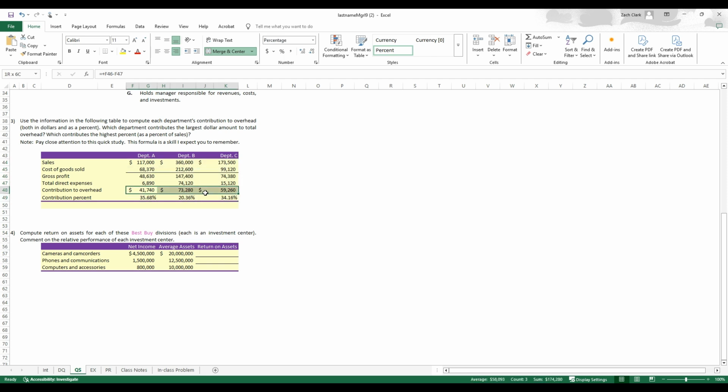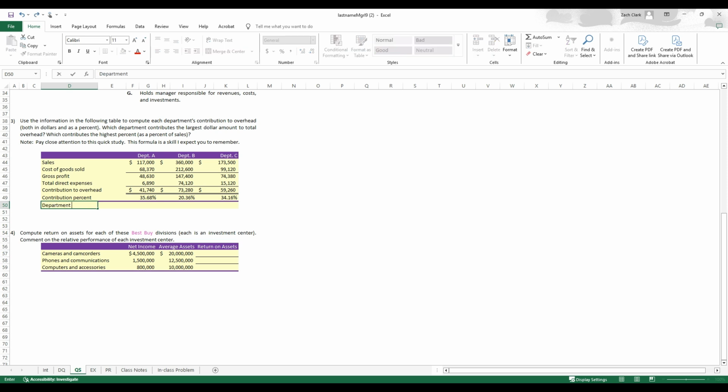And as long as they're producing some contribution to overhead, remember that's kind of what you want to see. Only at the point where you start seeing a negative contribution to overhead does a department almost become like a burden to the rest of the company. That's where you're going to run into issues and have problems.